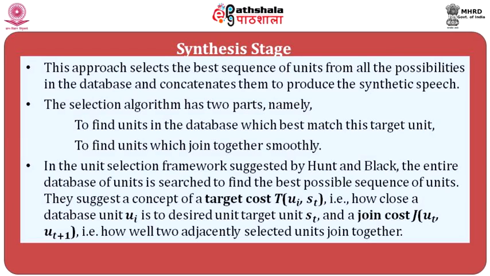In the unit selection framework suggested by Hunt and Black, the entire database of units is searched to find the best possible sequence of units. They suggest a concept of a target cost given by T, that is how close a database unit, which is UI, is to the desired unit target, which is ST, and a join cost, represented by J. That is how well two adjacently selected units join together. Now there is this figure which shows a brief idea of the target and join cost. You can see the diagram on the screen. It is the representation of the target cost and the join cost.